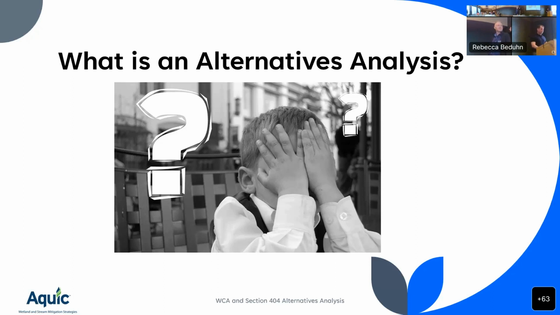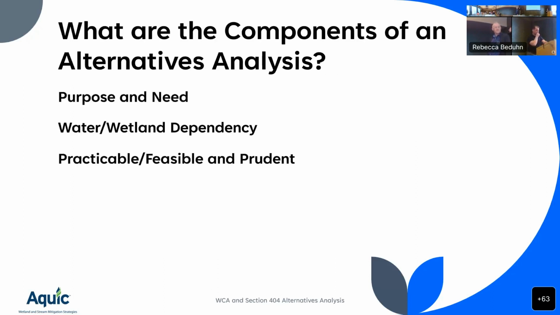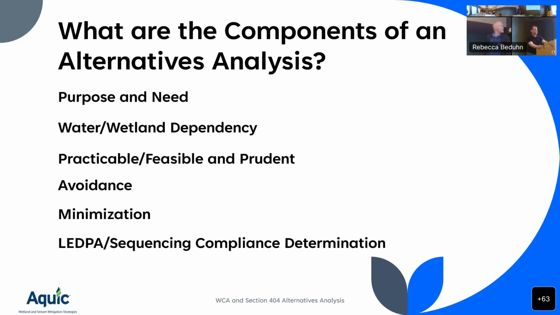Okay, let's just get to it then. Why don't we just go through the list. So what are the components? Brian got the first one there, purpose and need, but there is the water or wetland dependency determination, which is more of an agency internal decision that's made, at least from the Corps standpoint. I think you probably do the same thing under WACA, but that is a key part that the agencies will look at in terms of the alternatives analysis. And then the practicable or feasible and prudent alternatives.